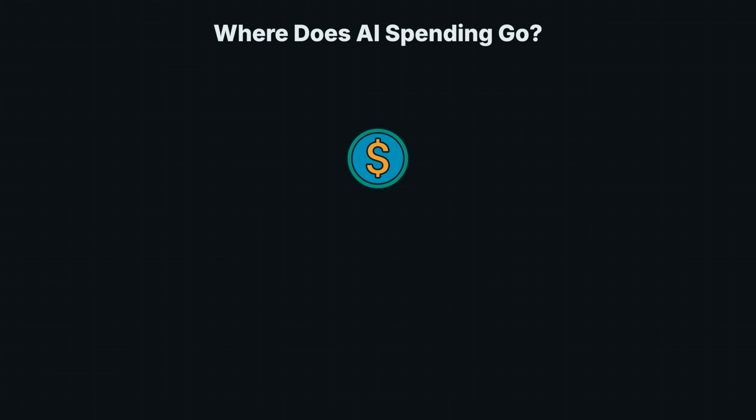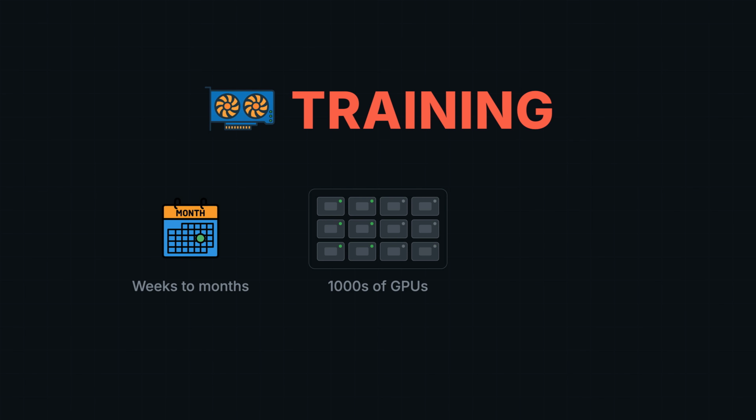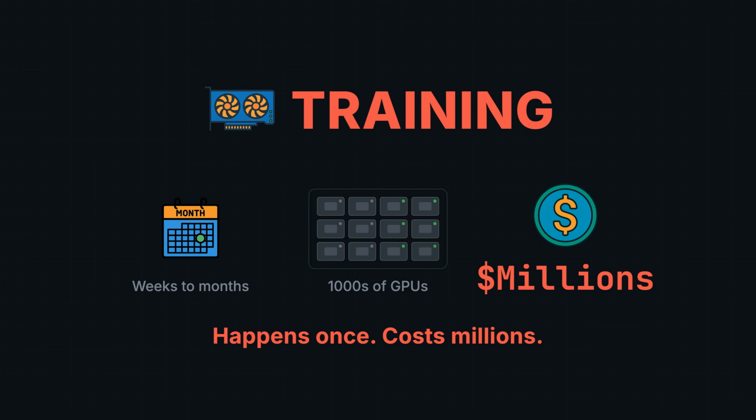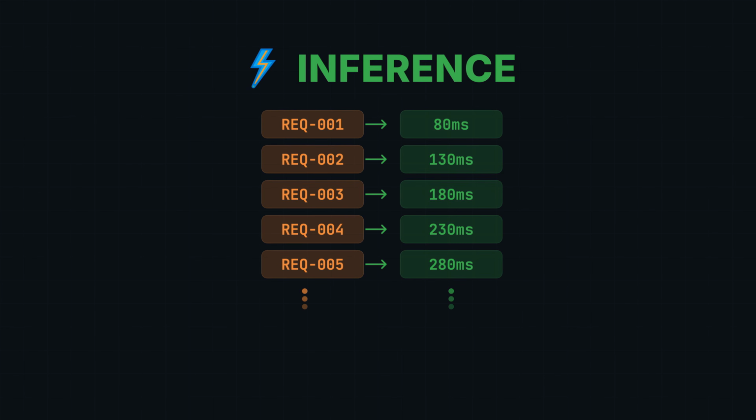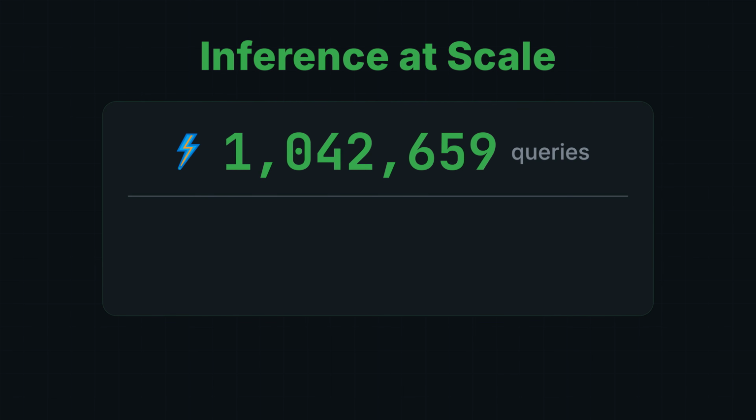If you've ever wondered what the billions being spent by big AI companies go toward: Training, the model learns. Weeks or months, thousands of GPUs, millions of dollars. Inference, the model is used. Prompt in, response out. Every API call you make, that's inference. Training happens once. Inference happens millions of times daily.